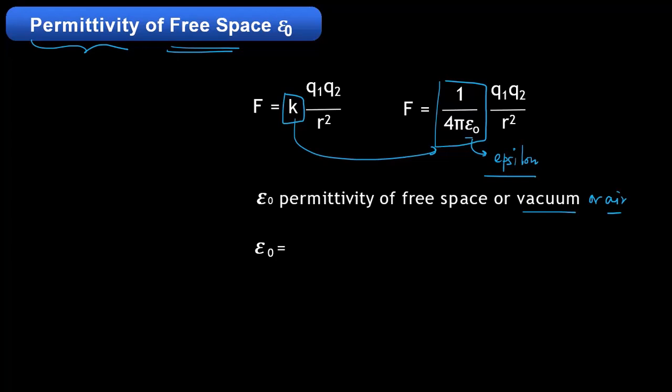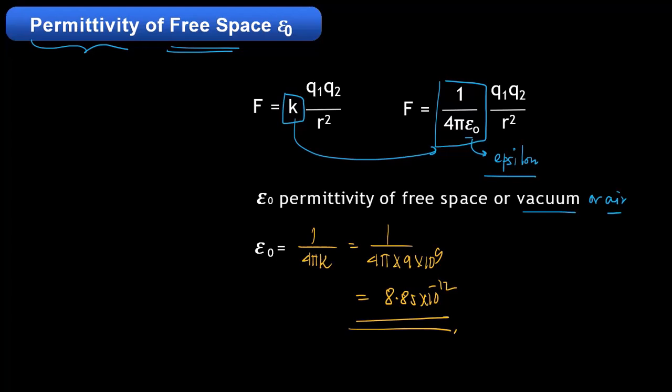Epsilon naught is equal to, can I write, 1 by 4 pi k. Okay, that is 1 by 4 pi into 9 into 10 to the 9. So once I simplify this number, that number comes to be 8.85 into 10 to the minus 12. Okay, and regarding the unit, it is the reciprocal of the K unit because K is coming in the denominator. So the unit for epsilon should be the reciprocal of K. K has a unit of Newton meter square by Coulomb square. So epsilon has the unit of Coulomb square in the numerator divided by Newton into meter square. Okay. Yes. Now what is epsilon? Epsilon is known to be the permittivity.